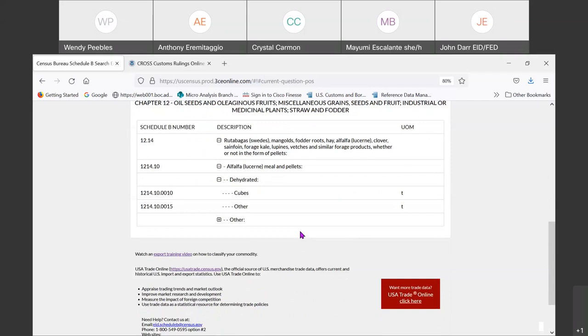And then a couple more questions. If it's cubed, you will use 1214.10.0010. If it is not in cubes, you will use 1214.10.0015. And your unit of measure will be in tons. Okay, I think it is in cubes. So okay, 1214100010. That'll be your code. Yeah, thank you. You're welcome.